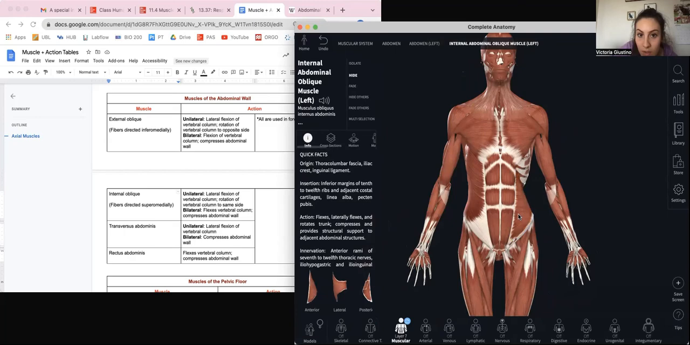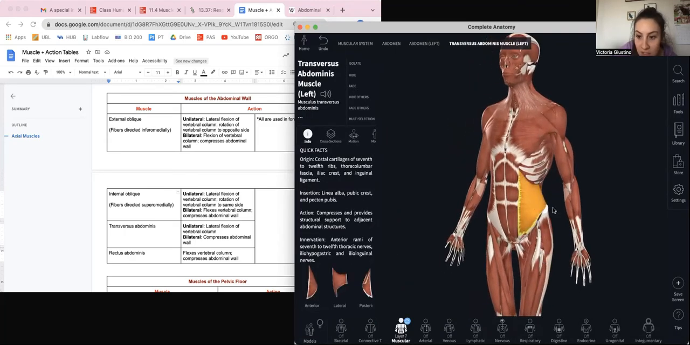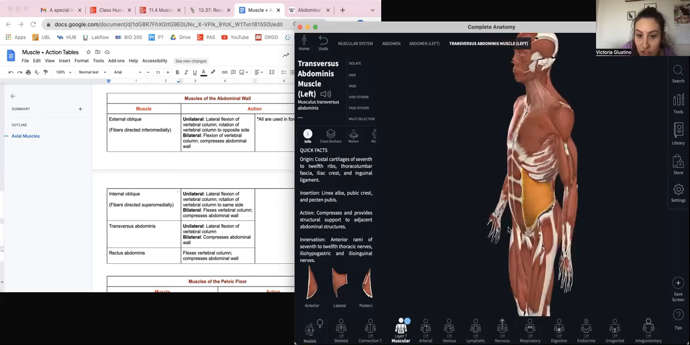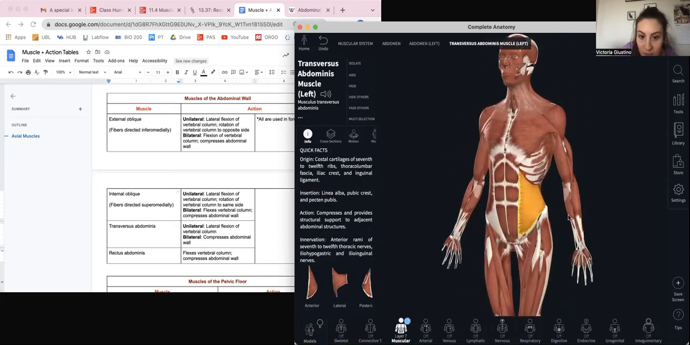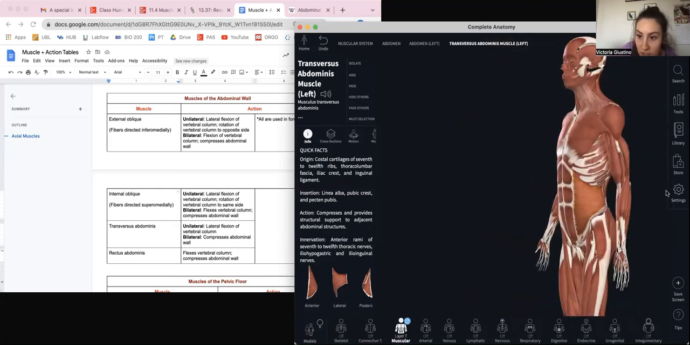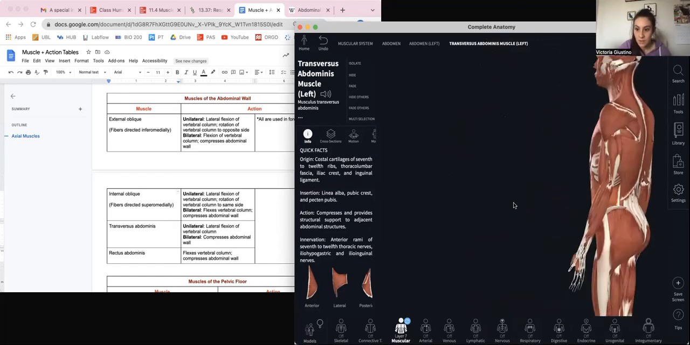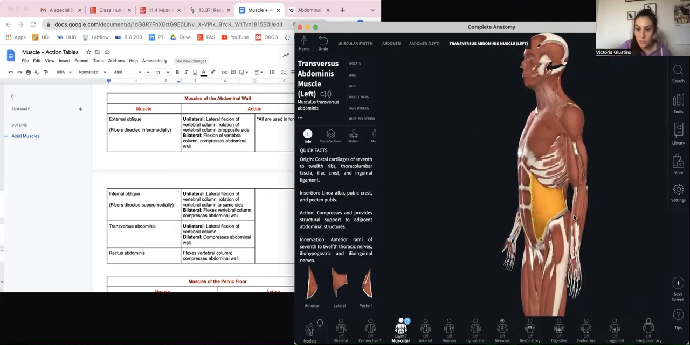Now we get into our transversus abdominis. And so you can see these fibers are straight, right? So these ones are going to be originating on your 7th to 12th ribs on their costal cartilages. And then they're going to be inserting onto this pubic crest down here, so anteriorly. So here's where they originate. And then here's where they insert.